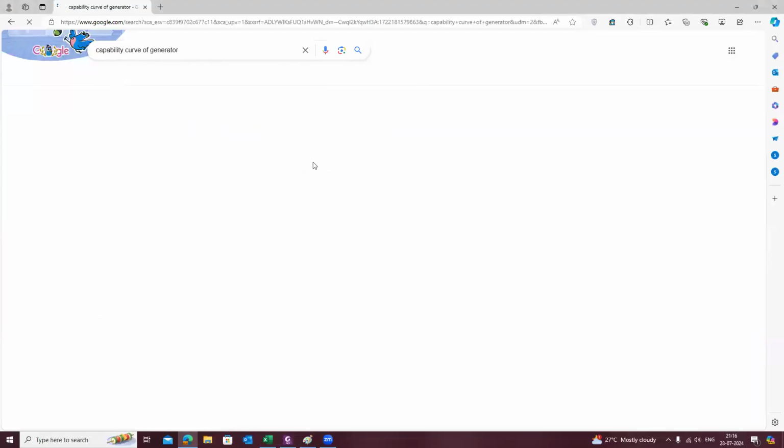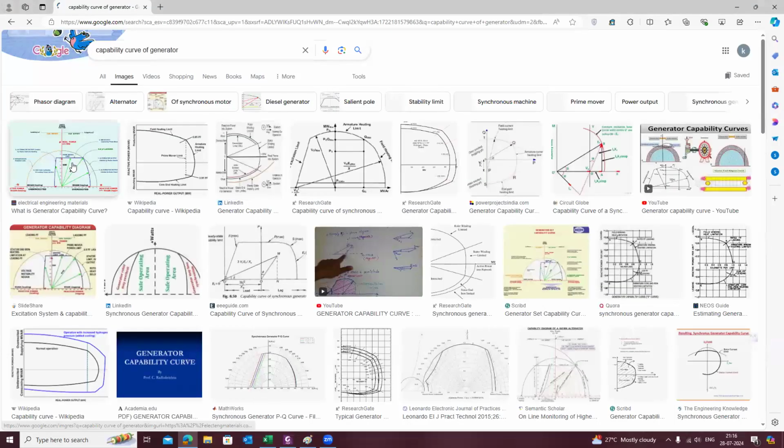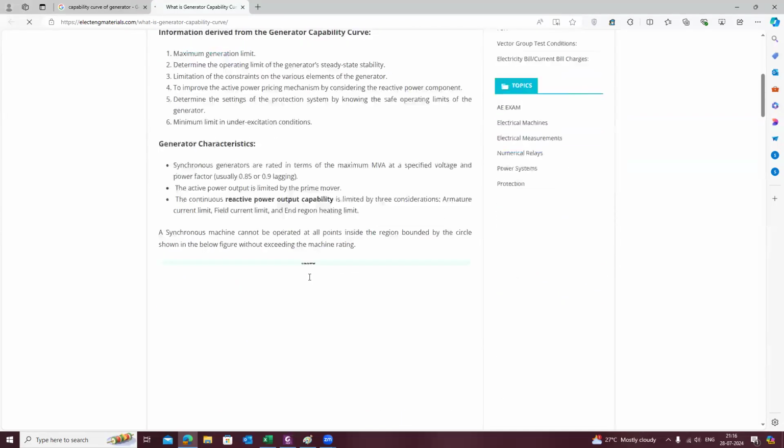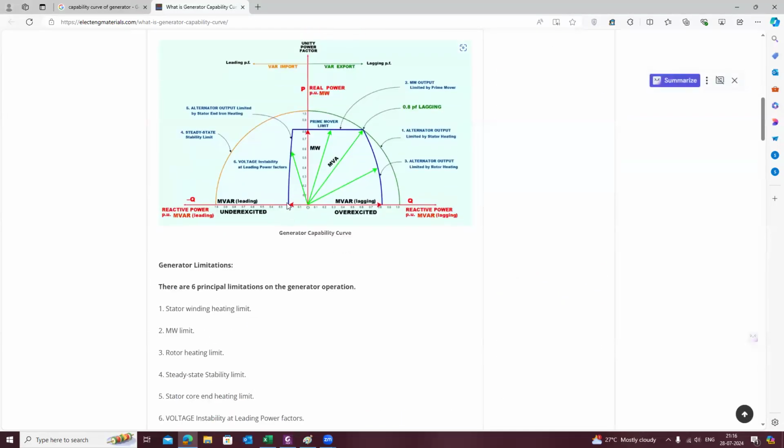So if you see the capability curve of the generator, this is your leading side. That means in this zone, the generator is absorbing the reactive power. Whereas in this zone, of course, I will discuss in detail when we are talking about generator modeling, but I'm just giving some information about this. So this is the zone when you are delivering the reactive power to the grid.